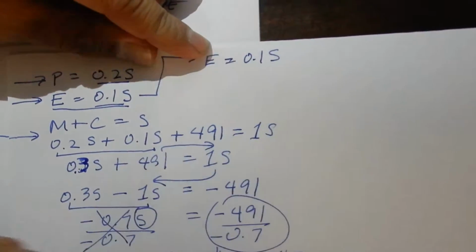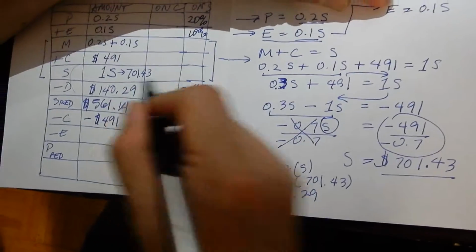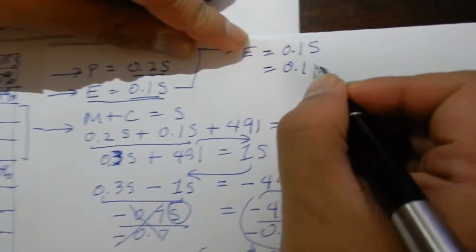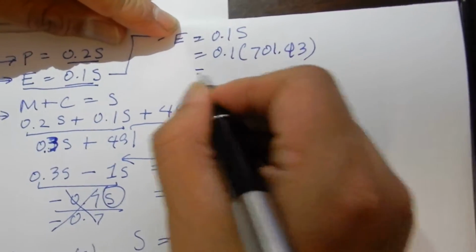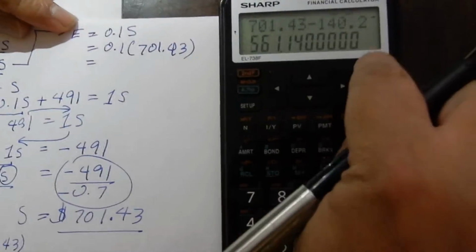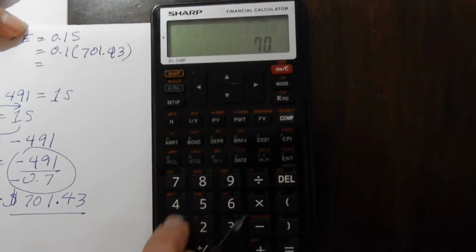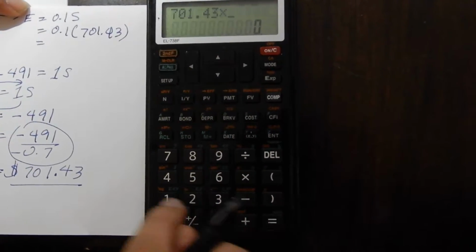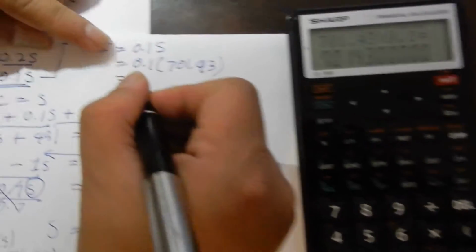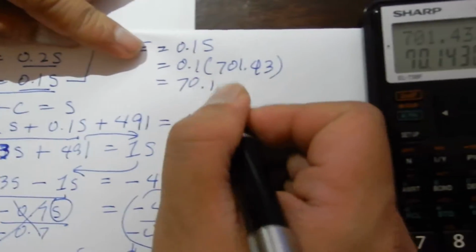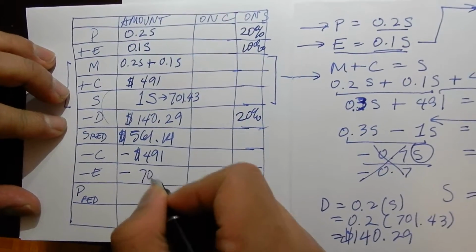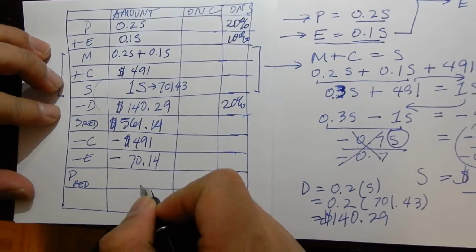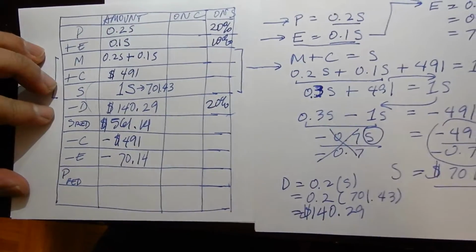Now I plug in the selling price, which I already figured out from before, right? So that's E equals 0.1 multiplied by 701.43. Okay, so I get the calculator, do those numbers. 701.43 multiplied by 0.1 equals 70.14. Okay, so I can go back here and fill the blank. That will be negative 70.14.